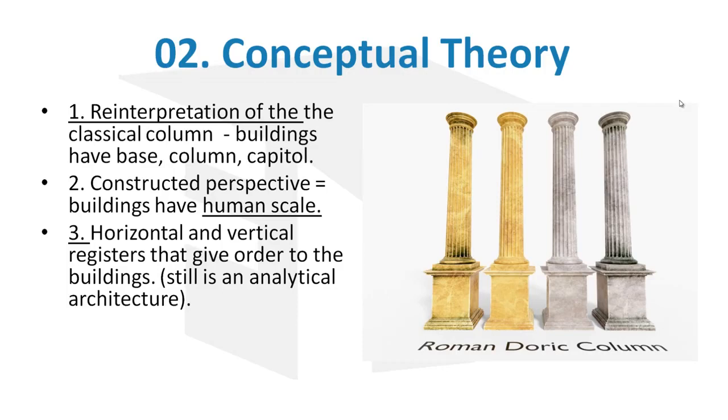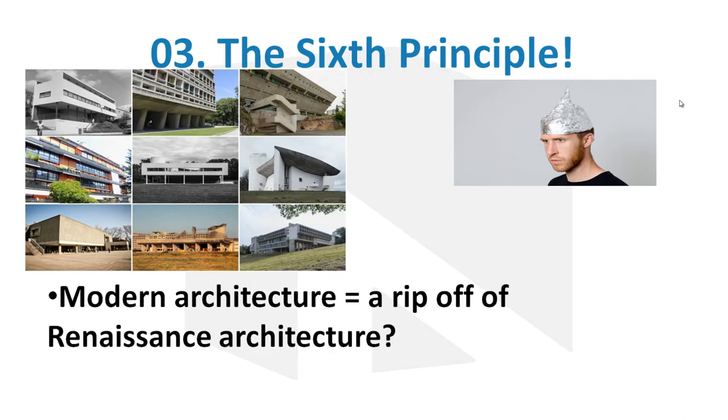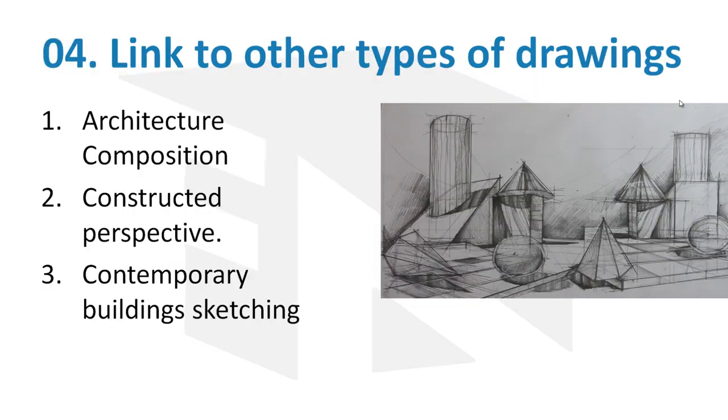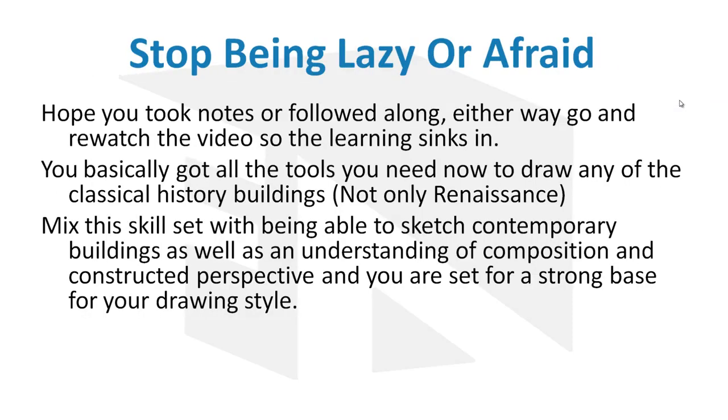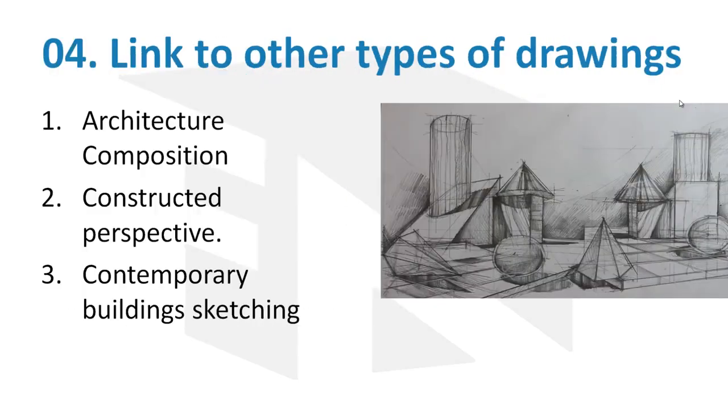Conceptual theory, again, reinterpretation of the classical orders, right? So that's why it's Renaissance. Constructive perspective with the focus on human scale and the horizontal and vertical registers, which give order and geometry to this type of architecture. The sixth principle, the theory that modern architecture is just a ripoff of Renaissance architecture, could work, could give you a creative edge if you're designing, and obviously the link to other types of drawings: constructive perspective, contemporary sketches, architecture composition. It all works together, okay?